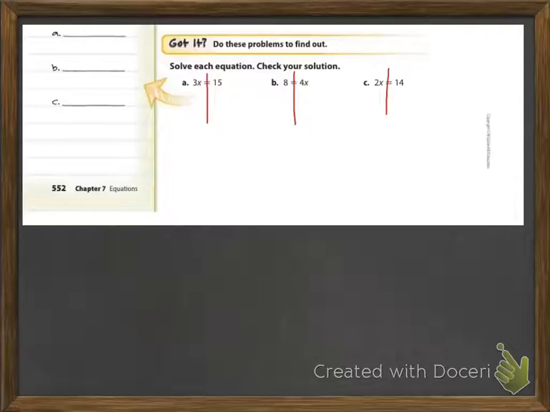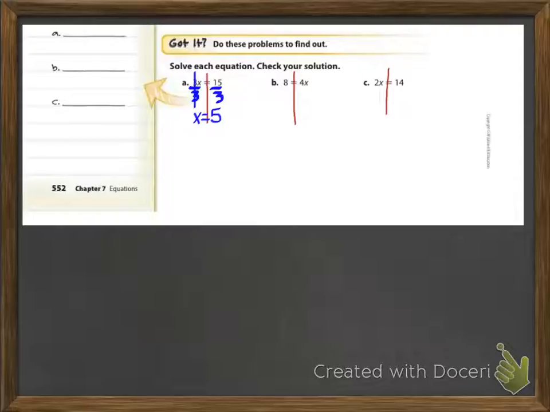So looking here, look at letter A. You have 3x equals 15. My x is over here with the 3. So what I need to do to get rid of the 3 is divide by 3 and divide by 3. Notice I wrote it on both sides. My 3's over on the left are going to get canceled out. So therefore x is by itself. 15 divided by 3 gives us 5. So the answer to A is x equals 5.